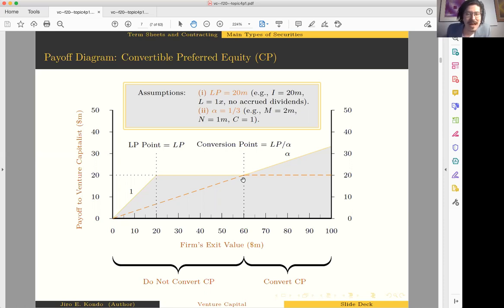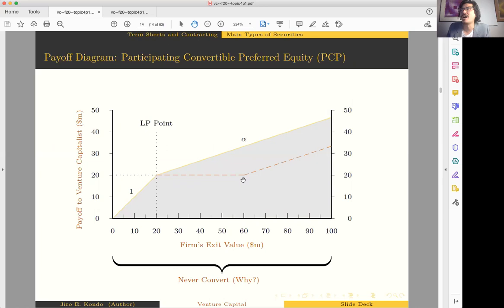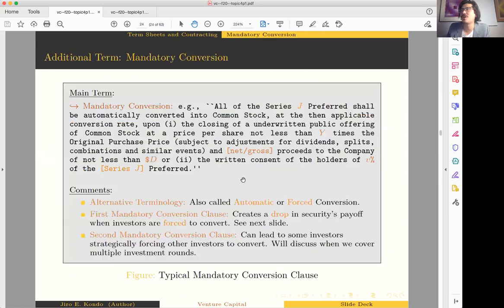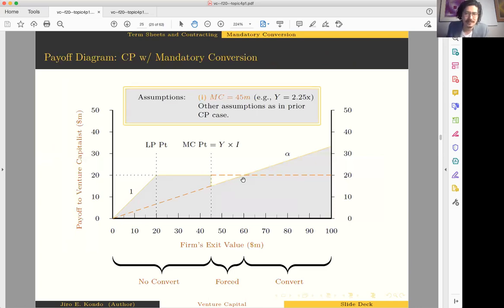So if mandatory conversion is non-binding, in other words, it's telling you you must convert in ranges of exit values where you want to convert anyway, it doesn't change the payoff diagram at all. Are we okay with this? So I want to contrast that with a mandatory conversion term where it is binding. Same example as before. We would like to convert only starting at 60, but mandatory conversion is at 45 million now. Then the moment we hit 45 million, we have no choice. We would like to stay up here, but we're forced down here. You see what I'm saying?